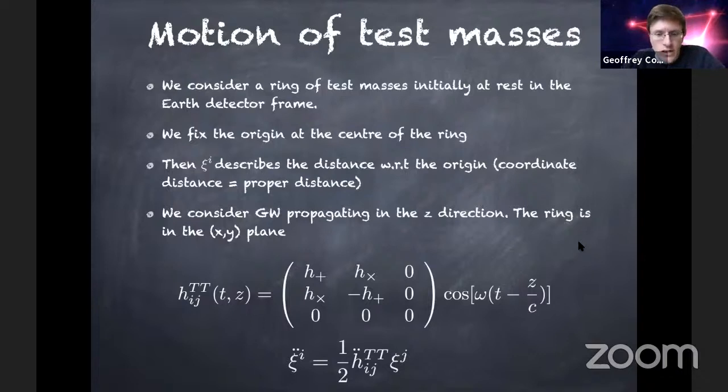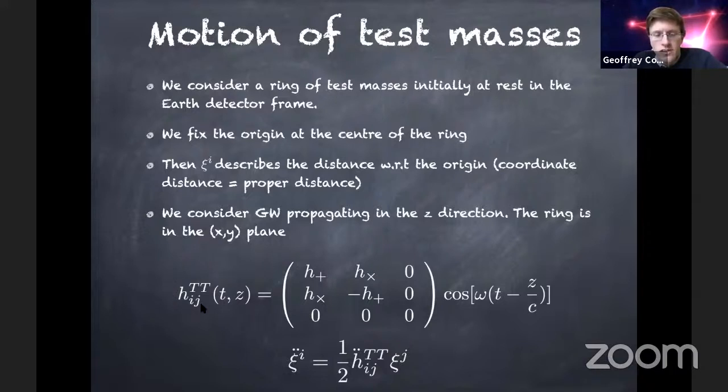Now that we have this equation, we can study the motion of test masses. We will consider a ring of test masses initially at rest in the detector frame. This is for illustration purposes. It's not the way it works really, but at least we can see the physics of it. If we have a ring of test masses, we fix the origin at the center of the ring. Then the geodesic deviation xi describes the distance with respect to the origin. We are in this detector frame, so the coordinate distance is the proper distance. Let's look at the gravitational wave propagating in the z direction with the ring in the xy plane to see the effect.